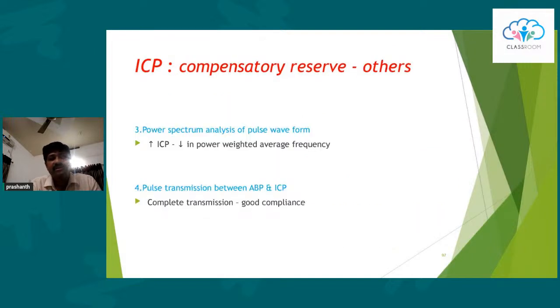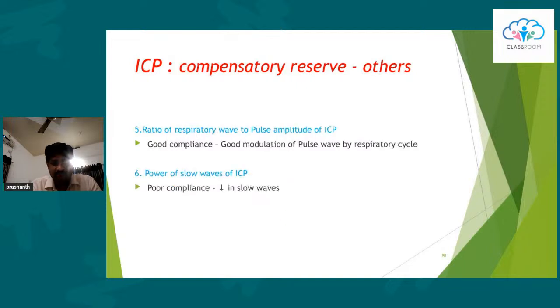The other techniques used to assess this compensatory reserve are a power spectrum analysis of the pulse waveform, and of course the pulse transmission between the arterial blood pressure and the ICP. These are not routinely used because of the complexity of the monitoring devices themselves, and also the multiple variables which decide both the ICP and the arterial blood pressure. So this is not routinely used. It's just for academic purposes.